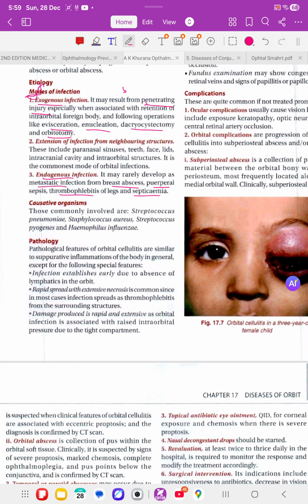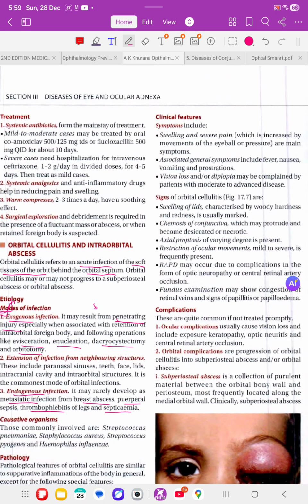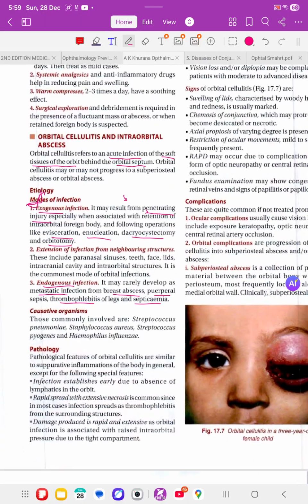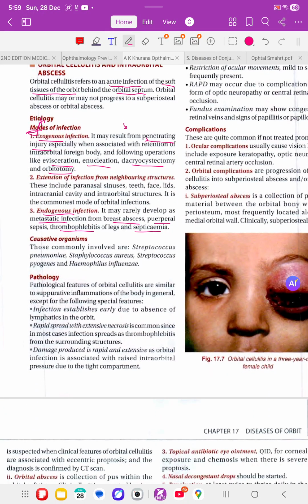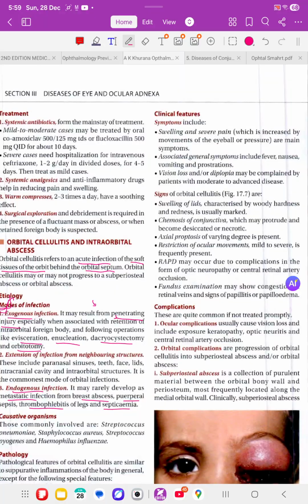Extensive necrosis, infection establishes early. Absence of lymphatics, infection spreads early. Extensive necrosis is present as infection spreads by thrombophlebitis, and the damage produced is rapid and extensive as the orbital infection is associated with intraorbital pressure due to the tight compartment.